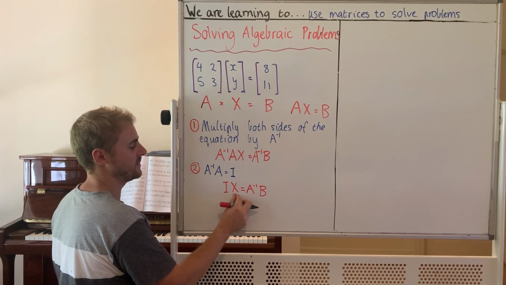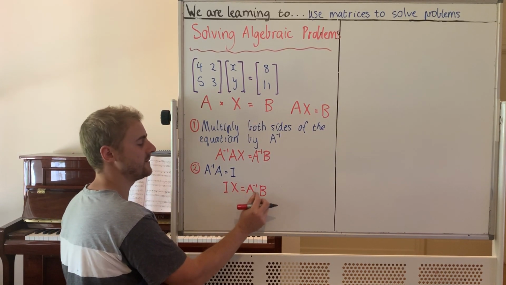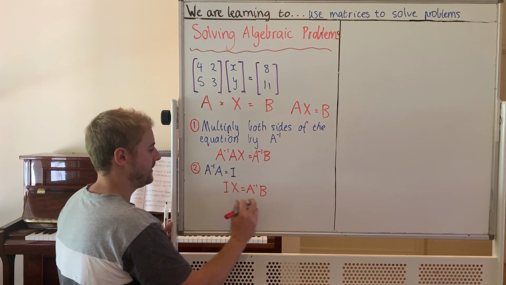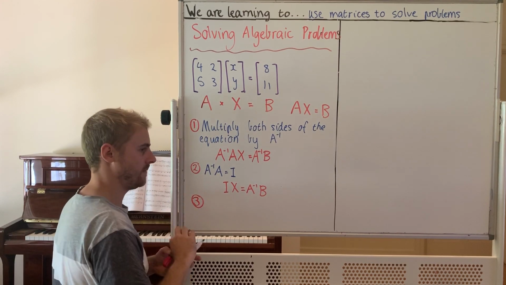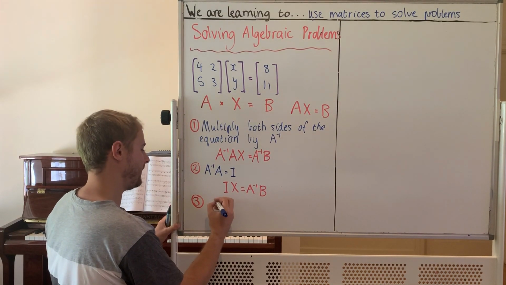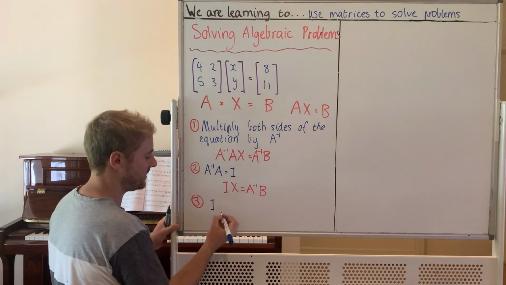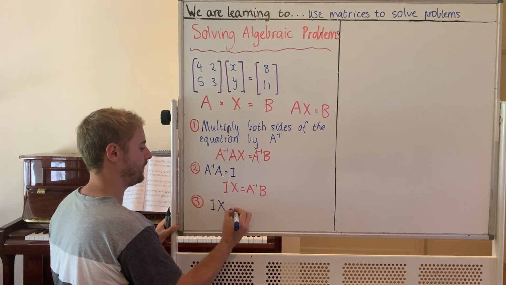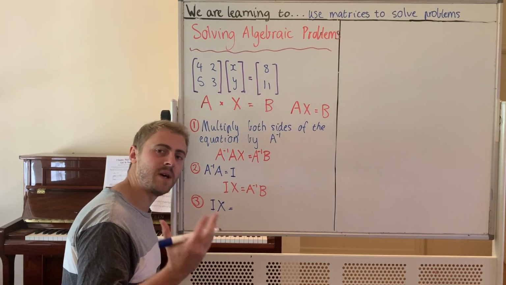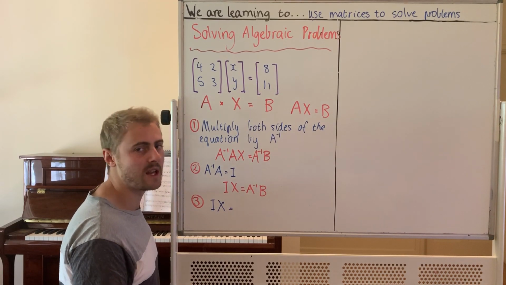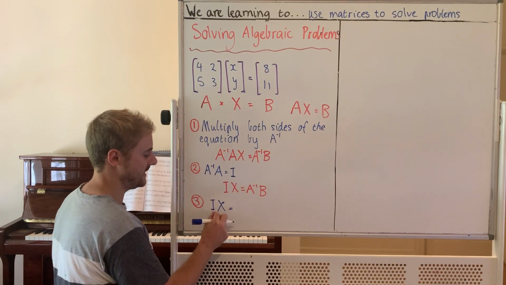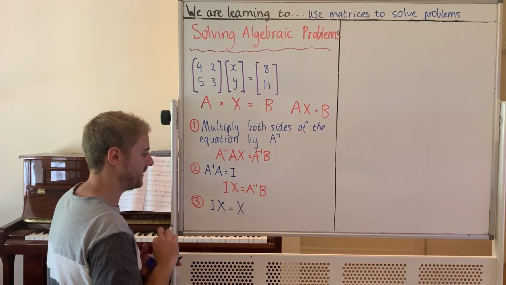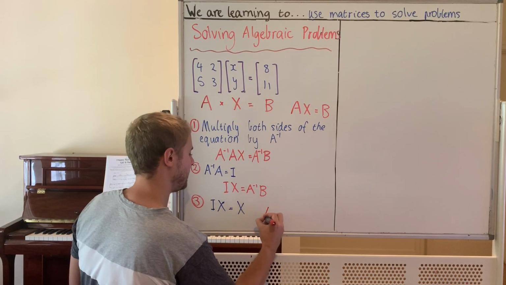Alright, identity matrix multiplied by X equals inverse of A multiplied by B. Step 3. We should know, hopefully, that if you take an identity matrix and multiply it by any matrix, it doesn't change the matrix. Remember, the identity matrix is just essentially the number 1 in matrix world. So identity matrix multiplied by X is like saying 1 times X, which just equals X. So again, we rewrite this, it now looks like this.